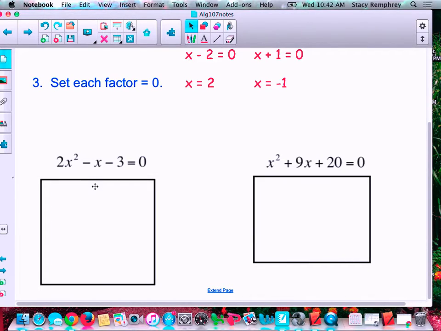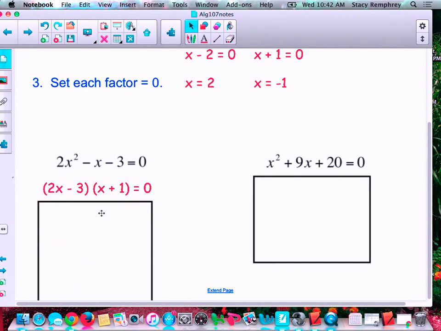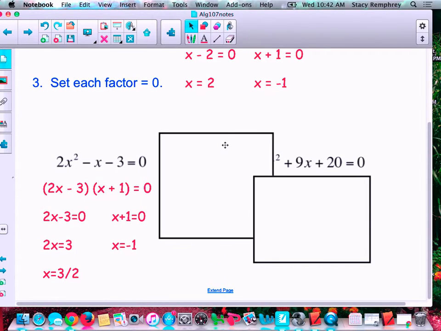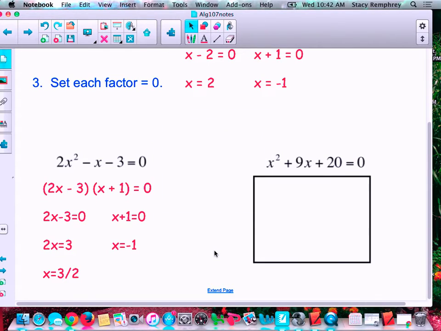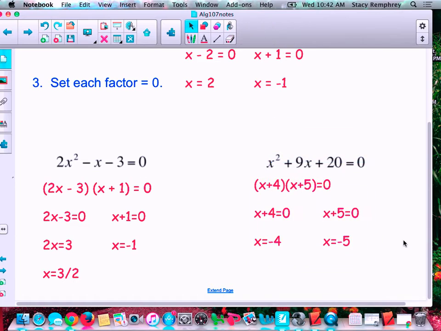Go back to chapter 5 notes if you don't remember. So we're going to factor that. And again, we're going to set each factor equal to 0, and we're going to solve. Okay, try this one on your own and come back. All right, and again, I factored it, set each factor equal to 0, and that means if I plug negative 4 in here, I would get it equal to 0. If I plug in negative 5, the expression would equal 0.